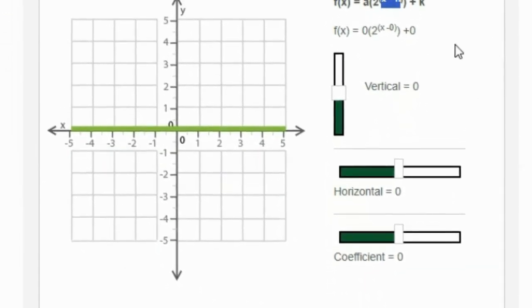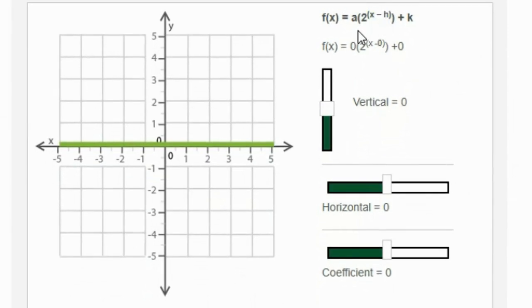So let's change the value of, let's see, vertical. This would be the k, the plus k. If we change this number on the end, we need it to be an exponential equation, first of all. Let's see, coefficient. Okay, coefficient of 1. So let's just give it a coefficient of 1, so it doesn't change this. So really, we're just looking at 2 to the x power. 2 to the x power has a y-intercept of 1. It increases. Let's change the plus k now.